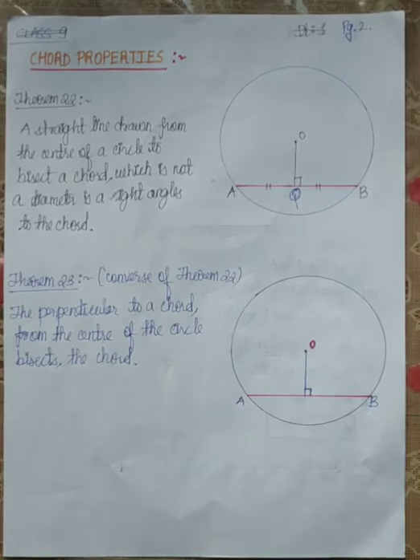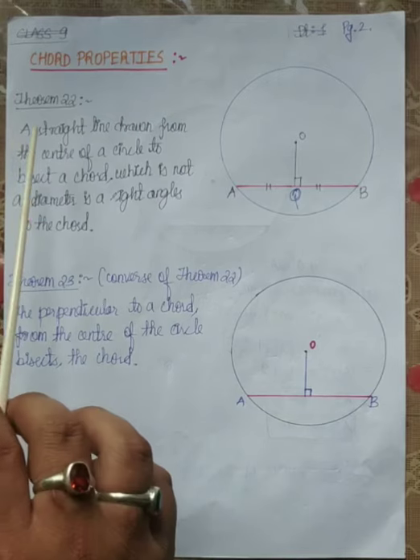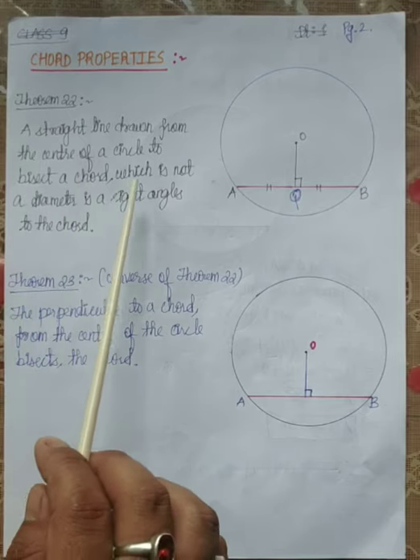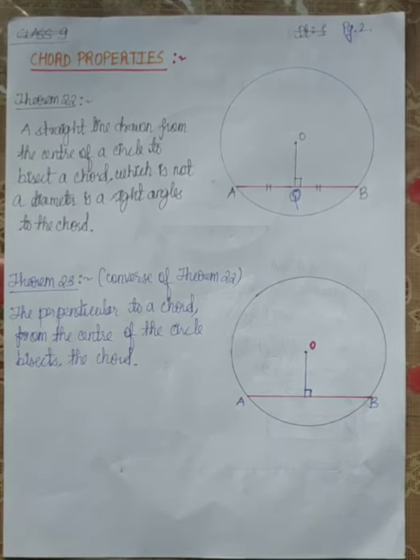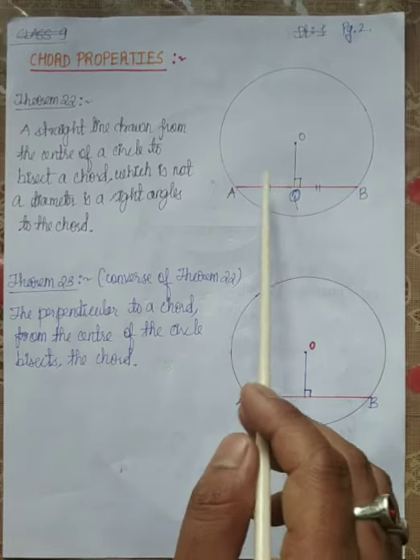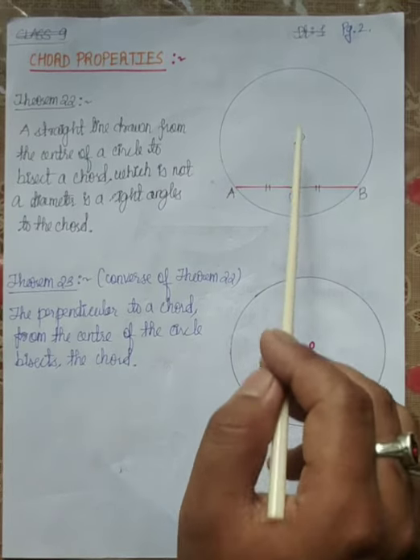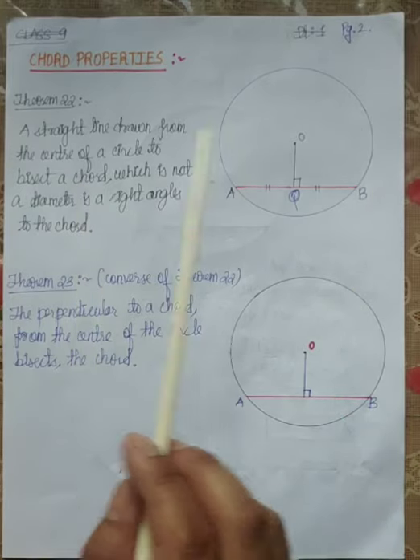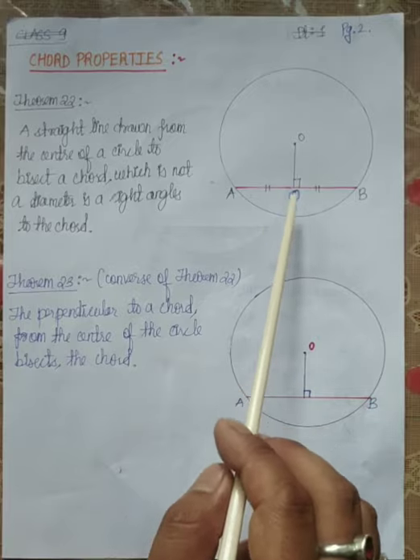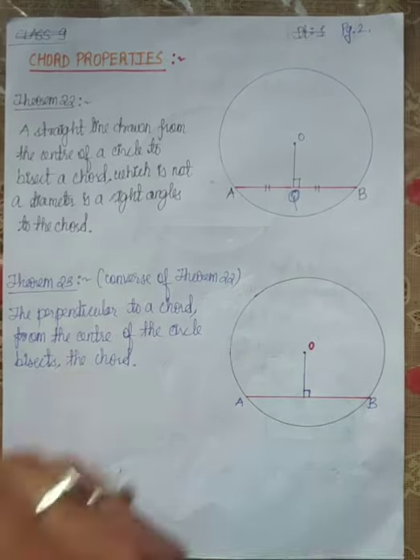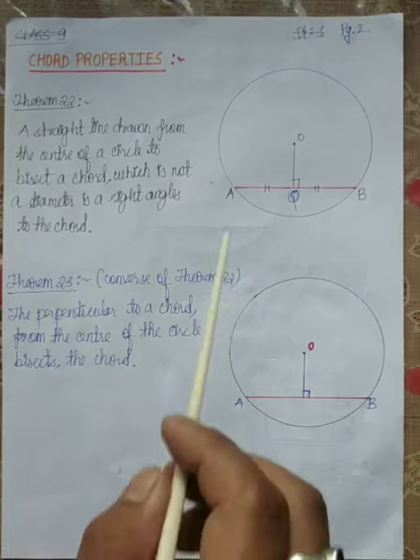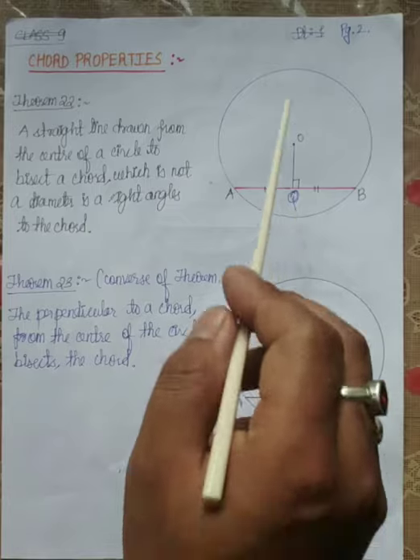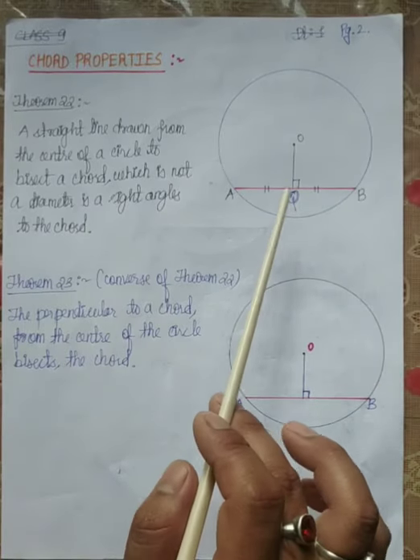Let's read the theorem. The theorem states that a straight line drawn from the center of a circle to bisect a chord which is not a diameter is right angled to the chord. This means that this straight line OQ, which is dividing the chord AB because it's bisecting the chord, will be 90 degrees with the chord. So this is the statement of the theorem. In any circle, you draw a chord and then draw a straight line from the center to bisect that chord. This straight line and the chord will be perpendicular to each other, so 90 degrees.